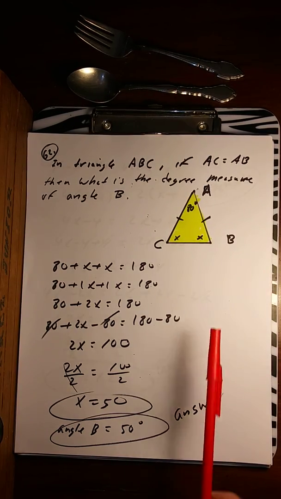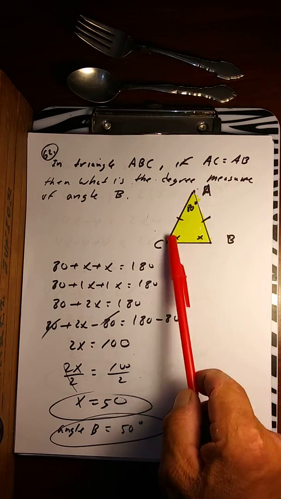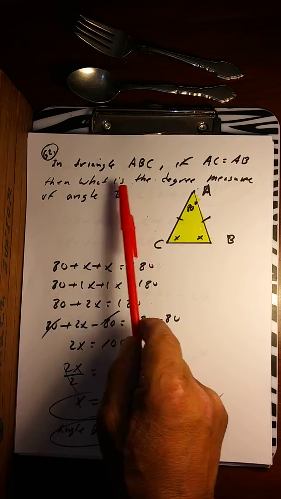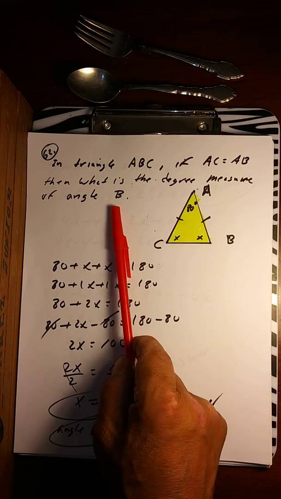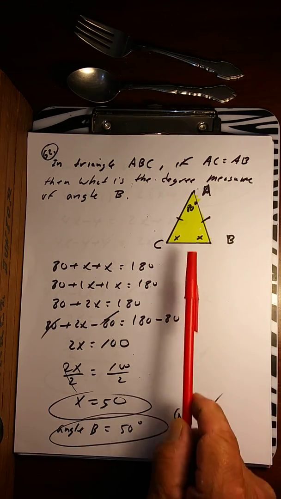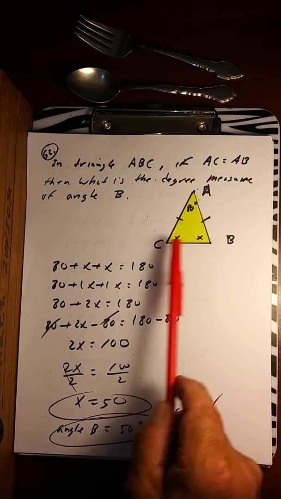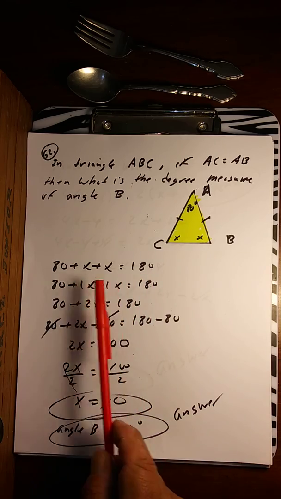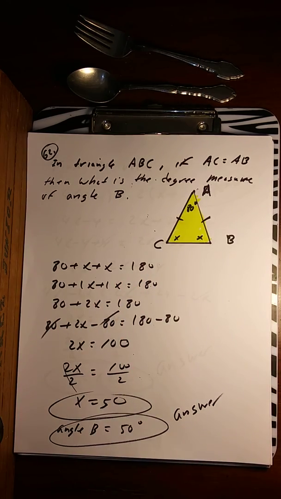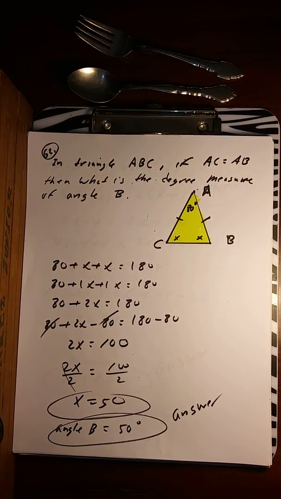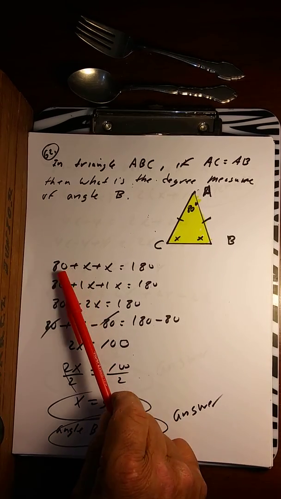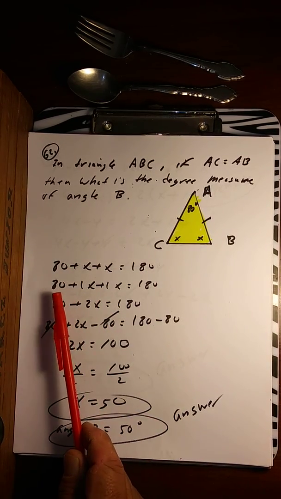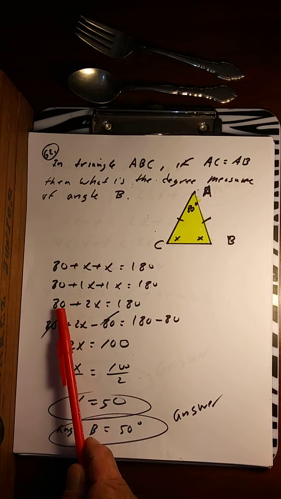Triangle ABC. AC and AB are the same. What is the degree measure of angle B? Alright, so let's see this. So all these angles here always have to add up to what? 180. So x plus x. Alright, so 80 plus x is 180. So 80 plus 1x plus 1x, 2x plus 80 equals that.